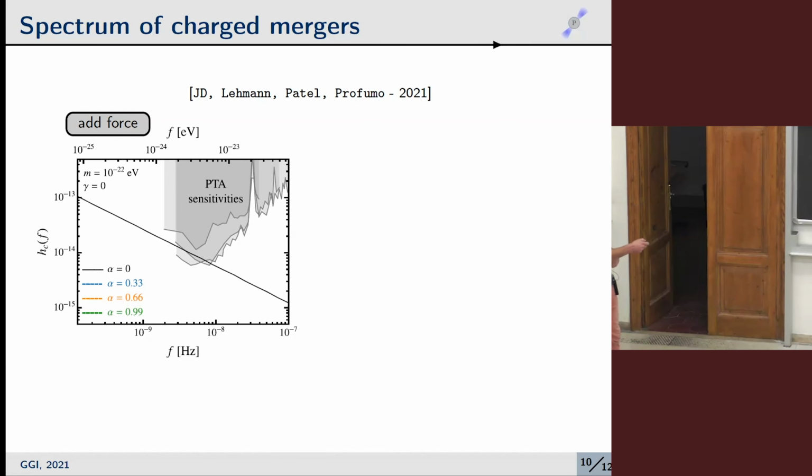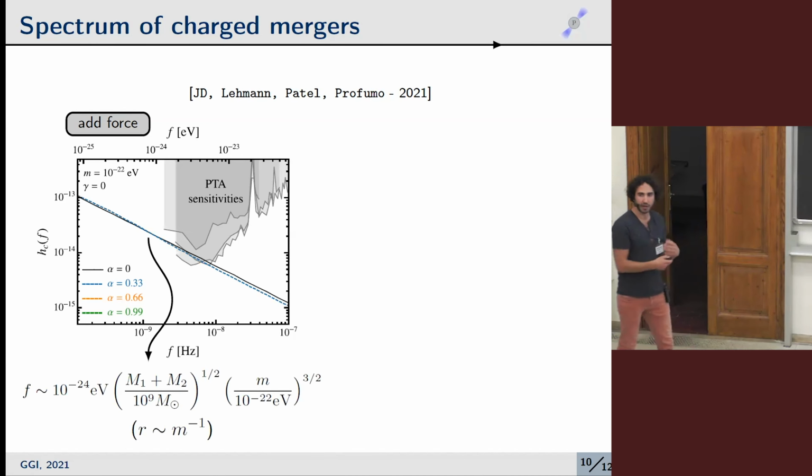Now, there's a key point which corresponds to the mass of the mediator, which plays a very important role for the case of a new force, because it creates a kink inside this plot, corresponding to when the radius or the separation of the binaries is of order the inverse mass. That's when the force turns off.